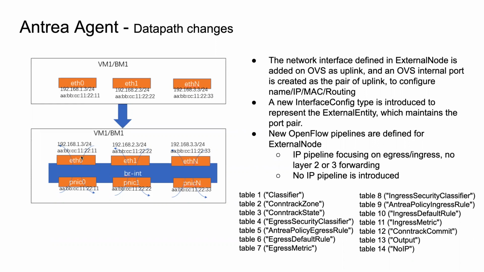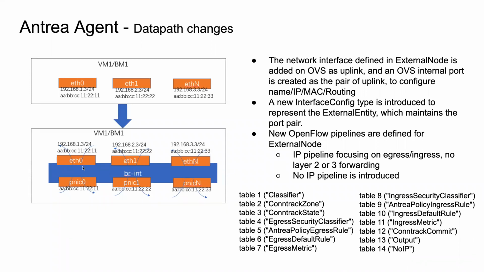For the OpenFlow entries, Antrea agent will try to configure some OpenFlow entries to ensure the packet can be forwarded from ETH0 to PNX0 or from PNX0 to ETH0 directly if we don't have some IP pipeline consumptions, but that's the next details.